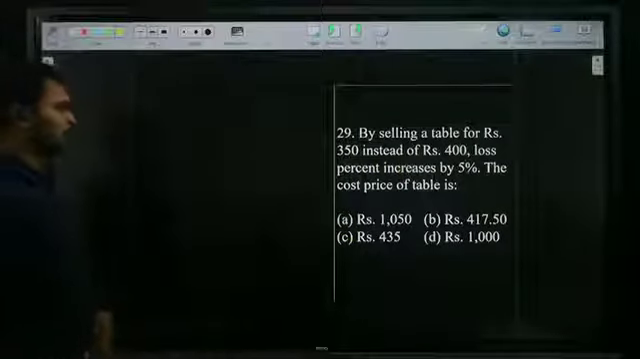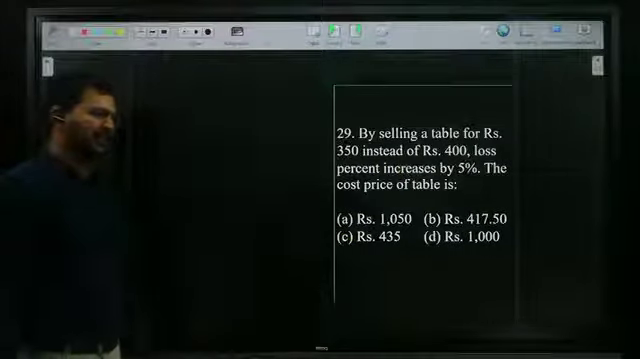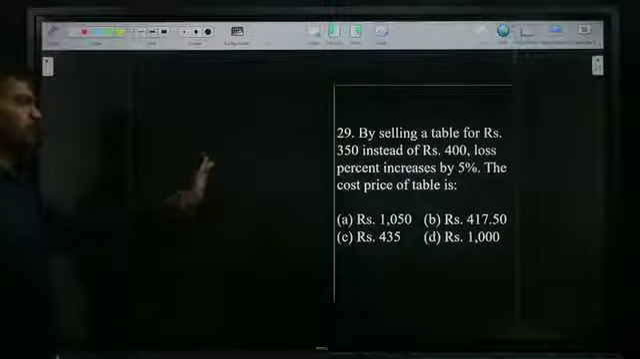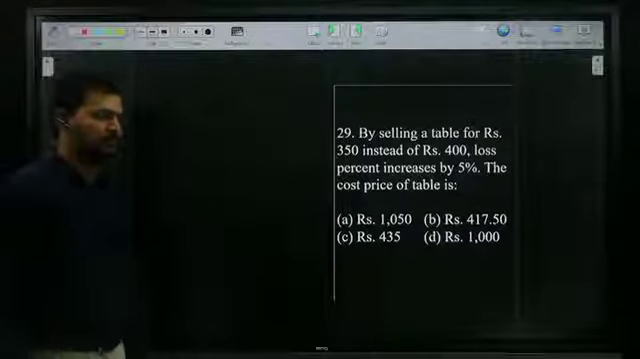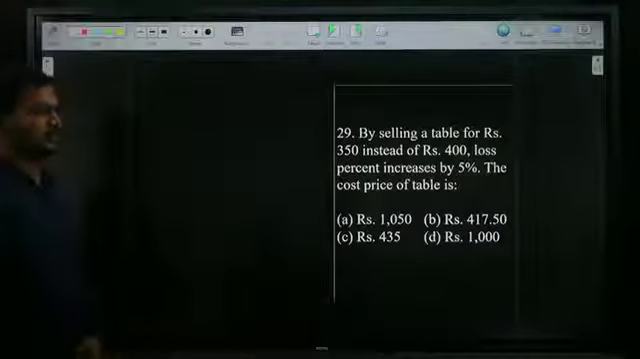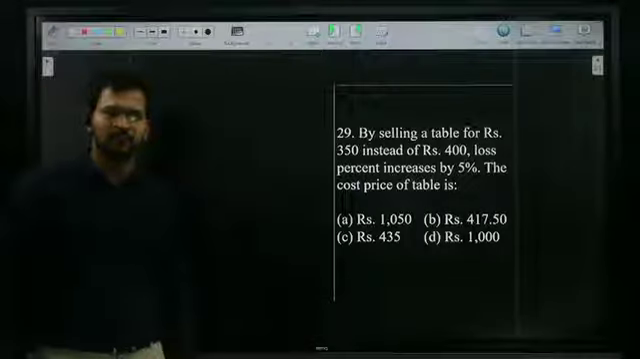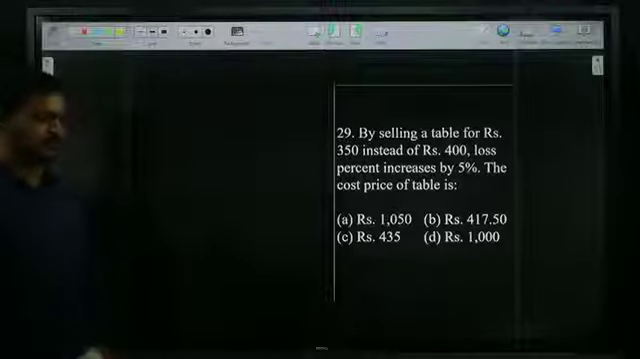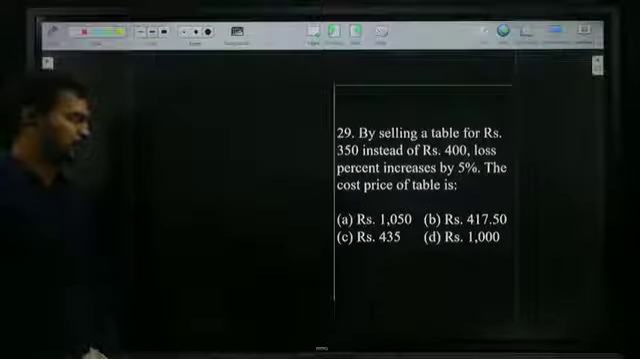Read the next question. This is also simple. Just try to solve it yourself. What is the answer for this question? I am waiting for your response. This is the 29th question, all of you. I am expecting an answer from you. I need a quick response. What is the answer for this question?